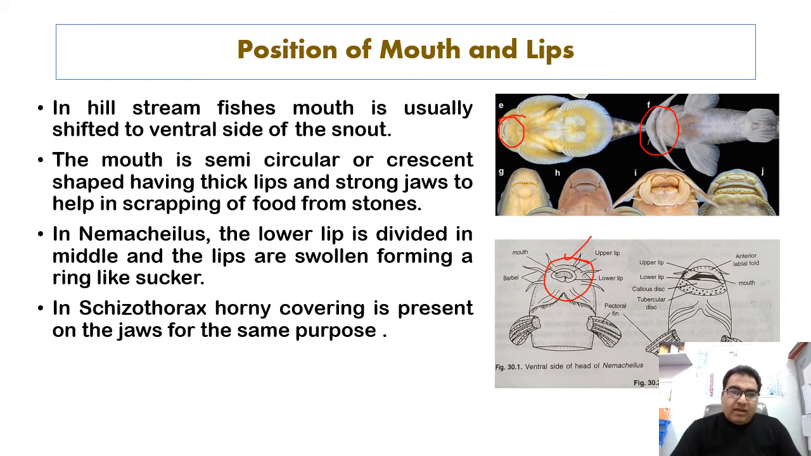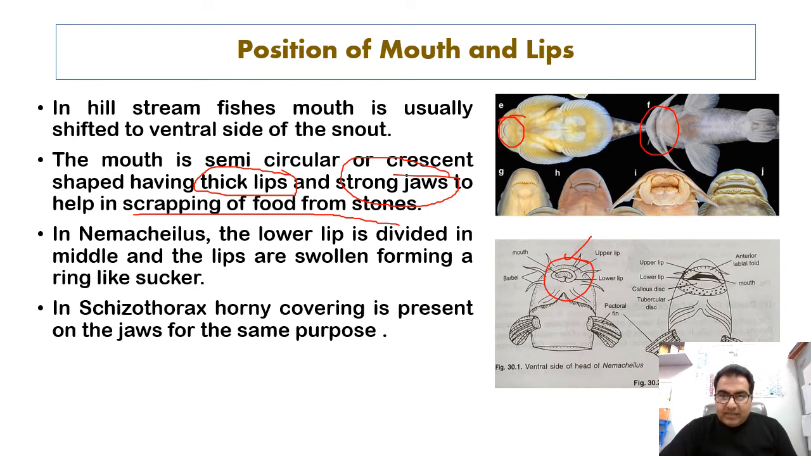So that is why these hill stream fishes have thick lips and strong jaws to help in the scraping of the food. The scraping of the food is very important, because the food is present in the form of algae on the stone, so they have to scrape that algae from the stone.